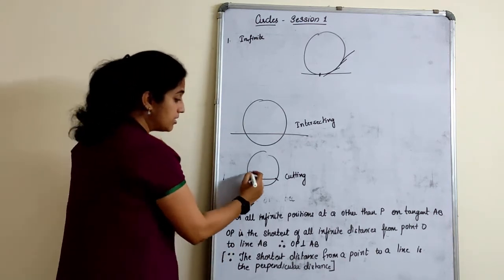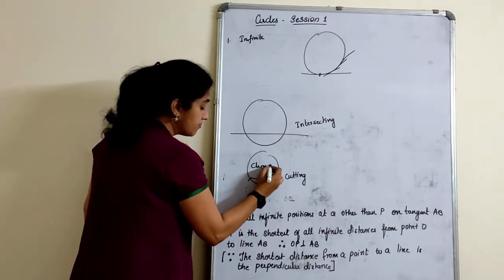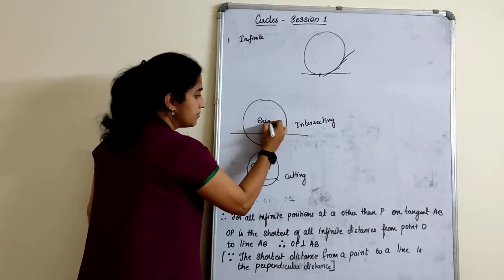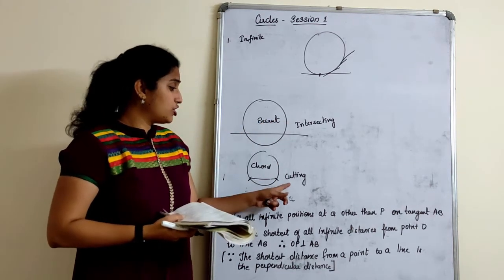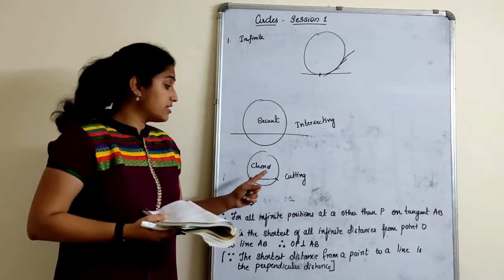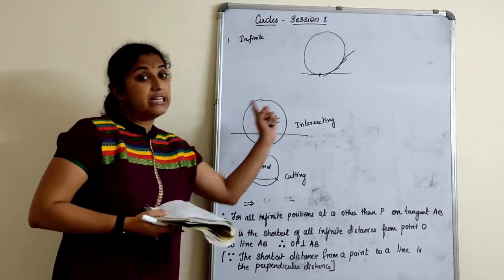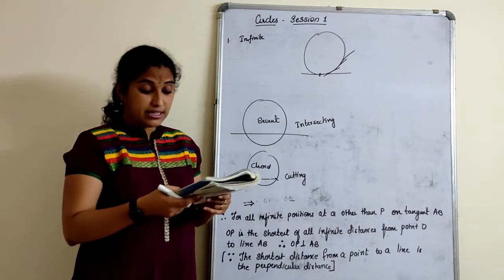Got it? What is this? Chord. What is this? Secant. Remember the definition. This itself is a definition. If the question asks for cutting, it is a chord. If it asks for a line intersecting, it is a secant. The answer is secant here.